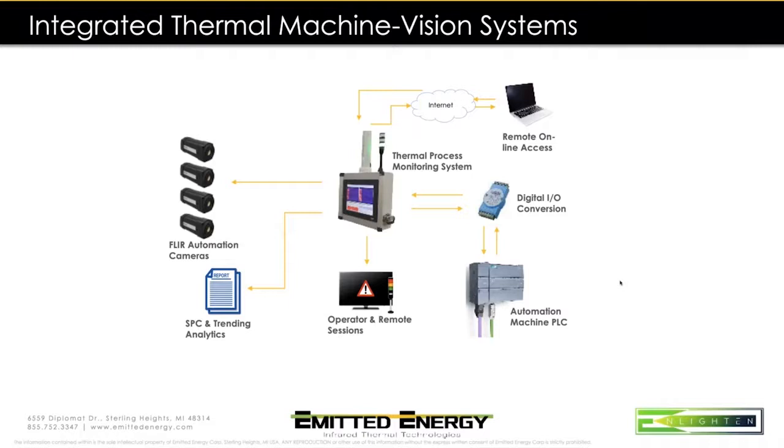Really, what that ecosystem consists of are the FLIR automation thermal cameras going into this thermal process monitoring system, which is powered by Enlighten software. It has bidirectional communication protocols to communicate with the PLC and to make those good versus bad calls. And we have remote interfacing with one of these systems. So it is a full, complete, integrated, turnkey solution.